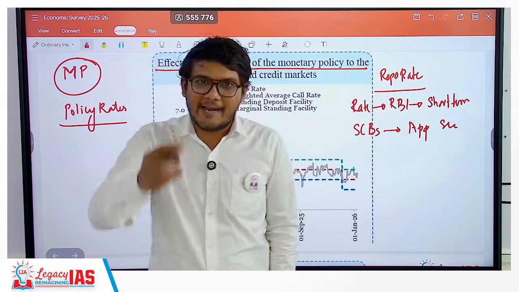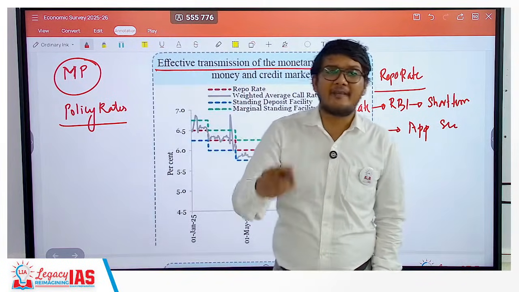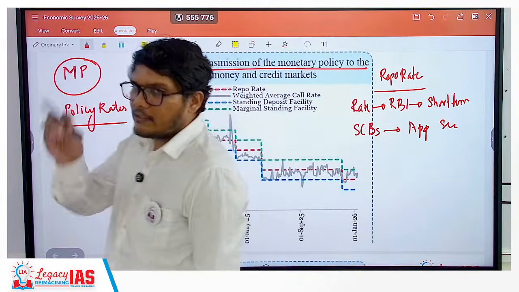Now, what has RBI done? In the last few quarters, RBI has successively lowered the repo rate.